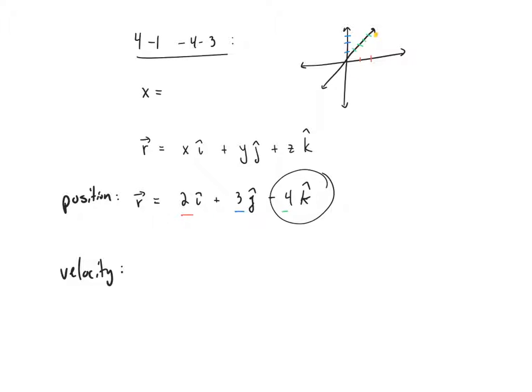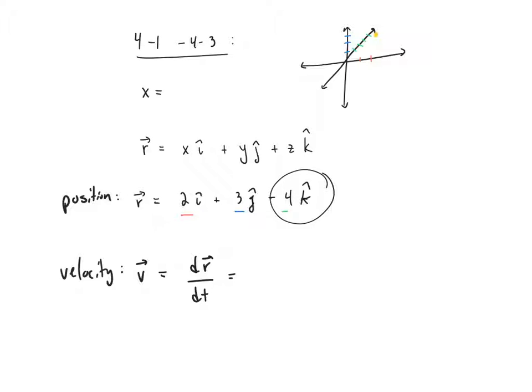So when we start looking at this and we want to understand physically what's happening, we just have to take the derivative with each component. If we want the velocity, v, it's really equal to dr/dt, the derivative of the position vector. So what does that mean?